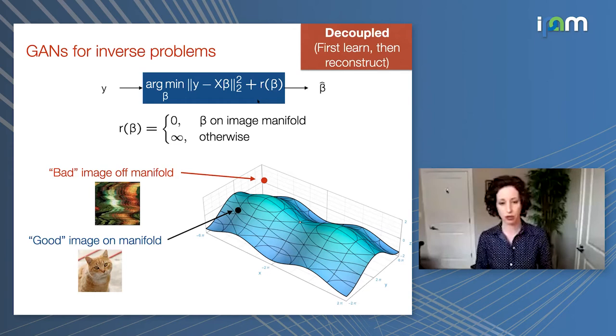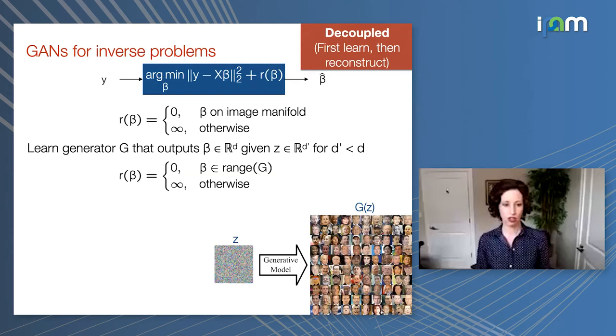So this is not a new concept, but of course the challenge is that in general, we don't know what the manifold is. So we can't explicitly construct this R of beta in general. Okay, so here's how we might approach this using training data. In particular, what we might do is try to learn a generative model or a generator G, where we can feed in some input, and what will be output is going to be some image on this manifold. And so scanning through different inputs Z, we're going to get a whole bunch of different images on this manifold. So if I had a generative model like this, then I could think about writing my regularizer as being either zero for any image beta that could be produced by this generator G, and otherwise is infinity.